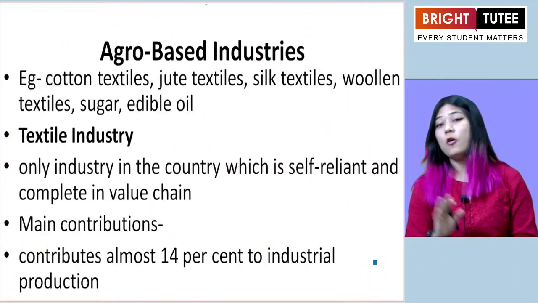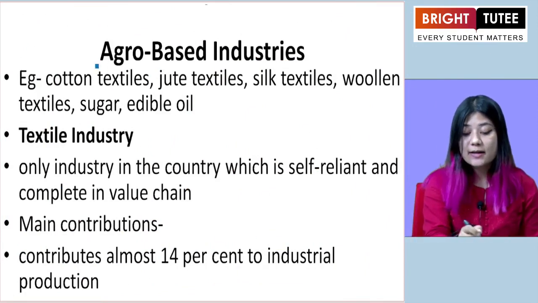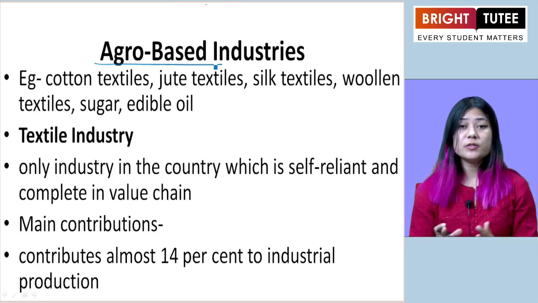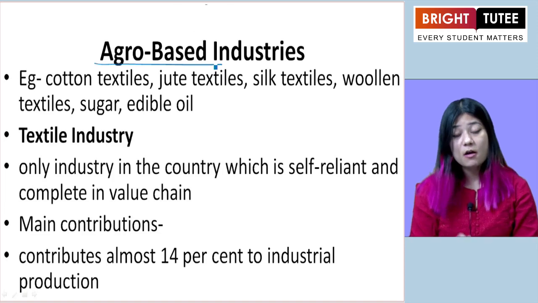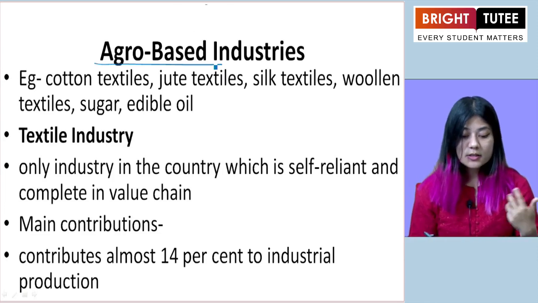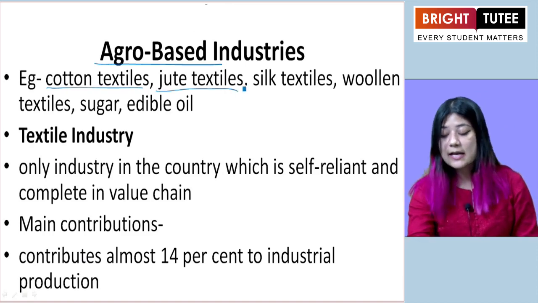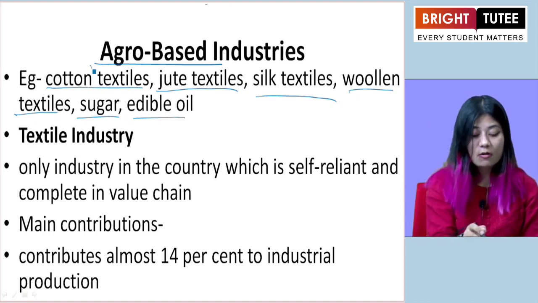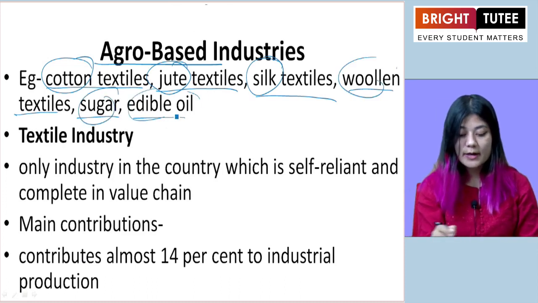So with that, we move on to the next topic, and here we'll look at one particular industry, which is agro-based industries. Now, agro-based industries, we know, are those industries which use raw materials that come from the agricultural sector for manufacturing its goods. Some examples of agro-based industries are cotton textiles, jute textiles, silk textiles, woolen textiles, sugar, edible oil, etc. So you see, all these come from agriculture.